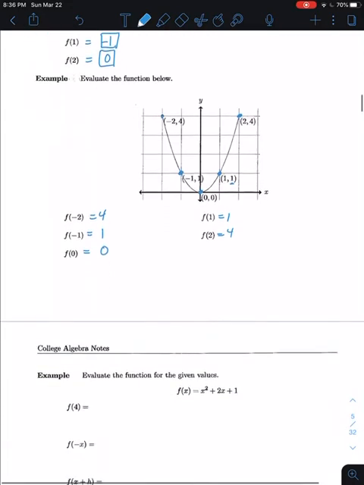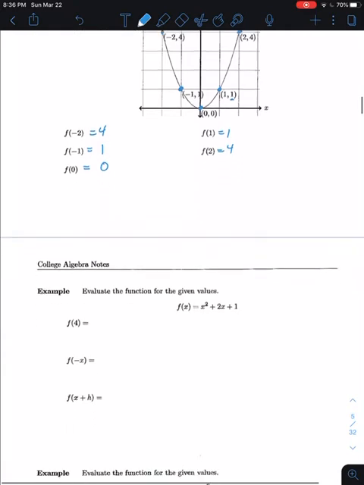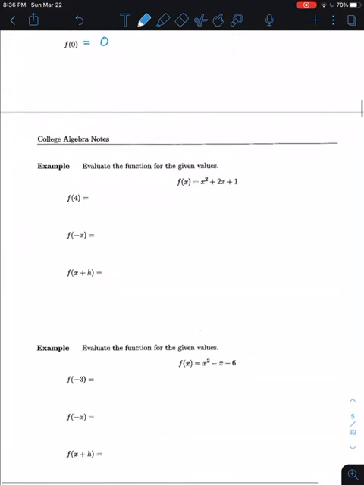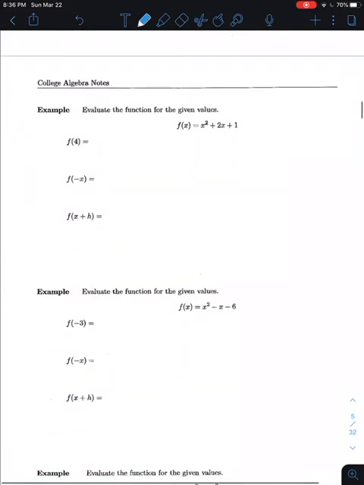Now we're going to look at how you evaluate a function if they give you an equation. All right, I'm going to slide this up some. To evaluate a function, you take the equation they give you here, f of x equals x squared plus 2x plus 1. Remember, whatever's in parentheses represents your x value. To find out what f of 4 is, everywhere you see an x, you're going to put in the number 4.